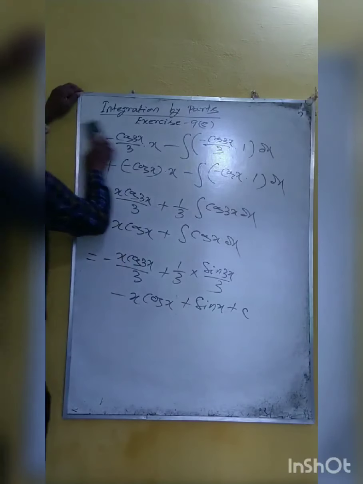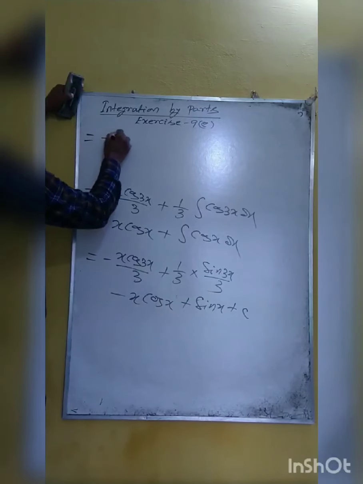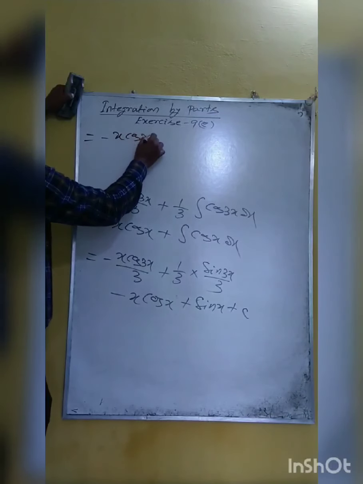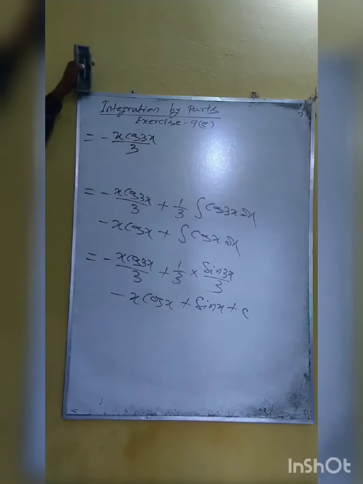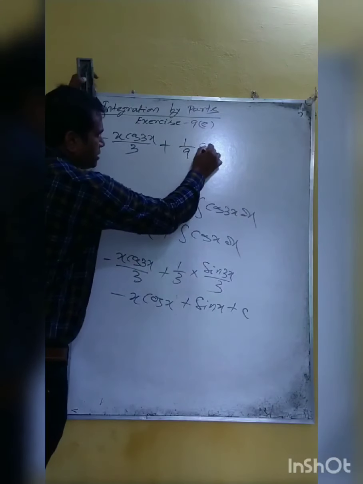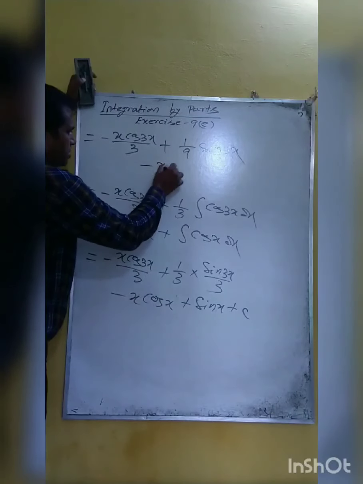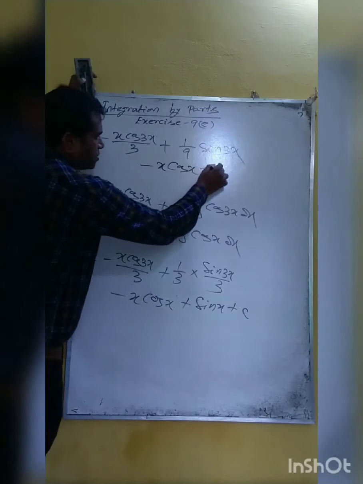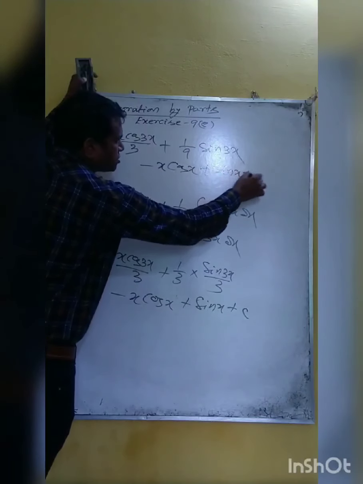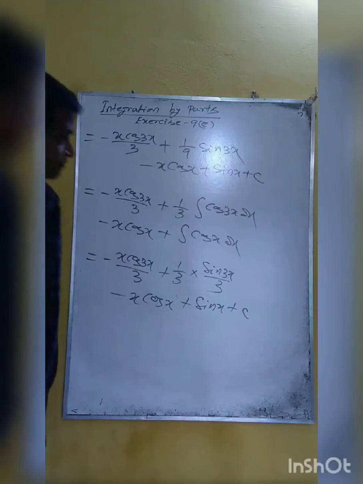That equals minus x cos 3x by 3 plus 1 by 9 sin 3x minus x cos x plus sin x plus c. Okay.